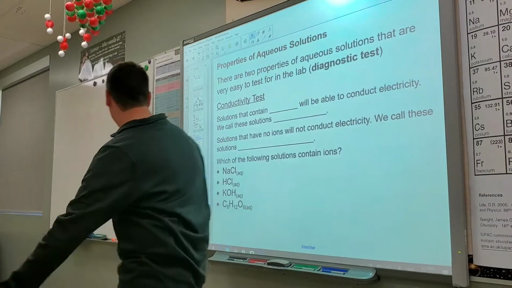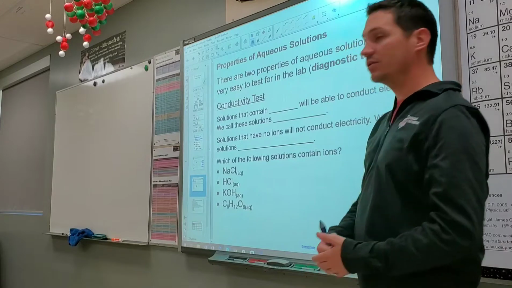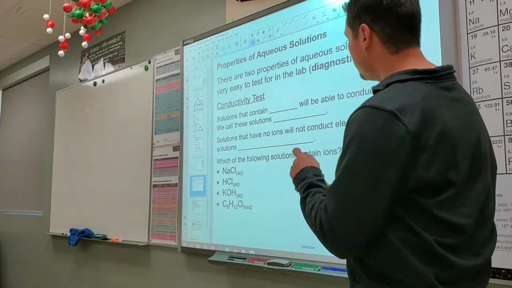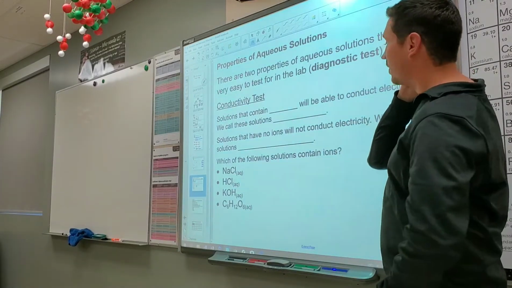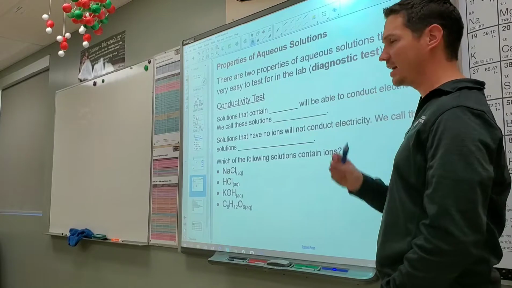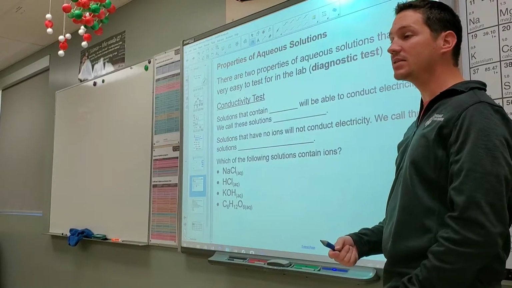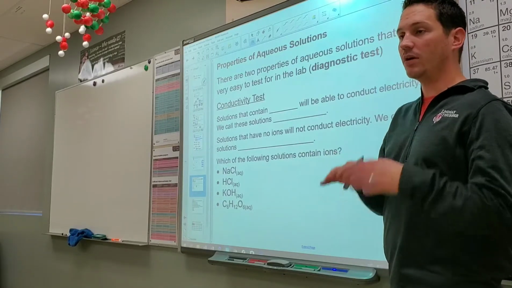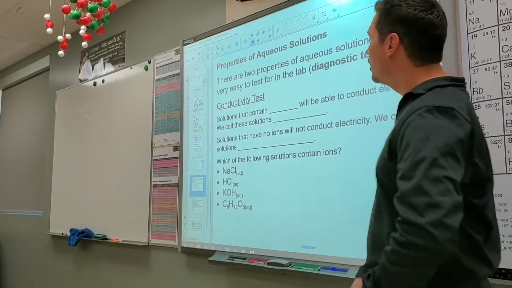Okay, so let's talk about our last section. Our last section is the properties of aqueous solutions, and we're going to go through this pretty quick. There are 2 properties of aqueous solutions that are very easy to test for in the lab. They're called diagnostic tests. Whenever I say describe a diagnostic test, that means tell me what you would do in the lab. Step 1, dissolve the thing in the water. Step 2, perform a conductivity test. That kind of thing.